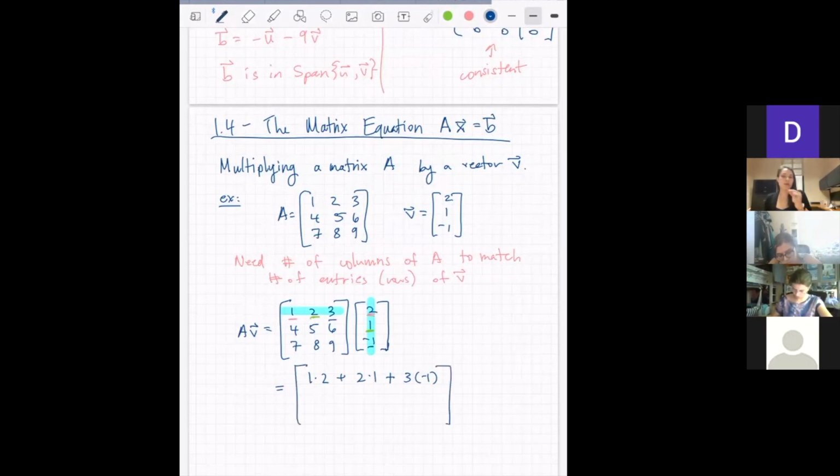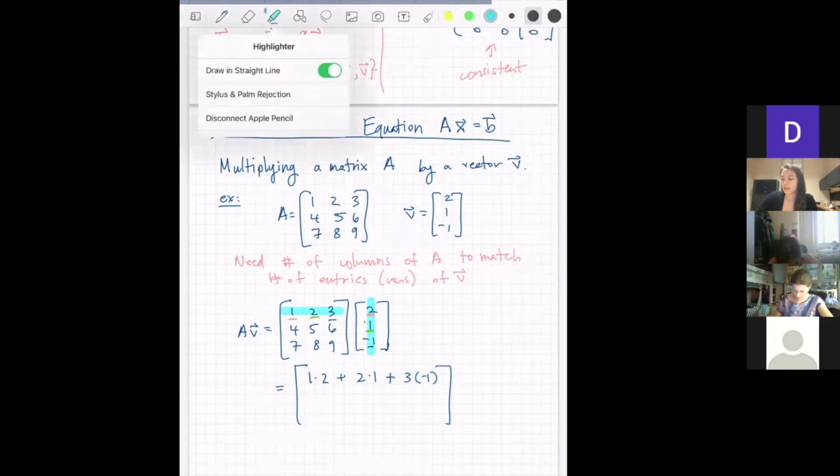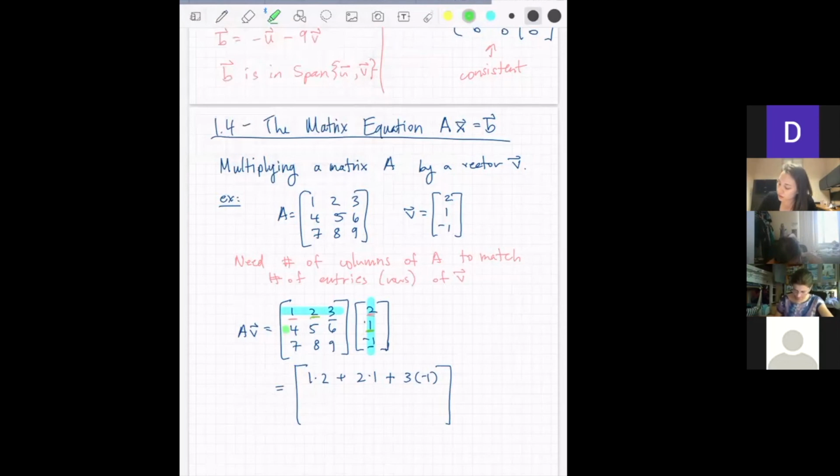So the first row, we multiply by the column vector, and then we move on to the next row. So now we're focusing on, I'll do this in a different color, this row, 4, 5, and 6. We do the same thing where we multiply the first entry by the first entry of the vector. So here we'll get 4 times 2, and then we add, moving along, 5 times 1, and then 6 times -1.